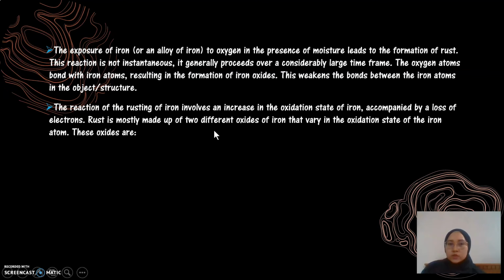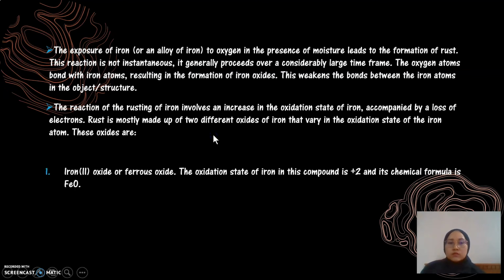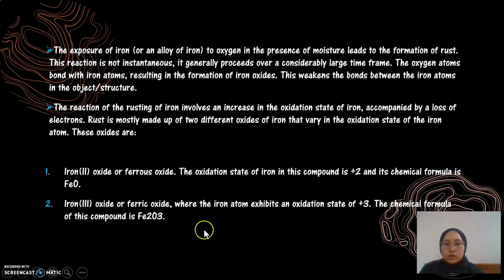of the iron atom. So these oxides are iron 2 oxide or ferrous oxide. So the oxidation state of iron in this compound is +2 and its chemical formula is FeO. So iron 3 oxide or ferric oxide is where the iron atom exhibits an oxidation state of +3. The chemical formula of this compound is Fe2O3.